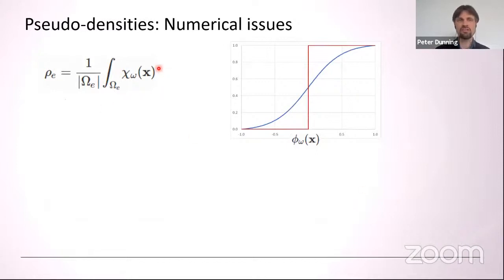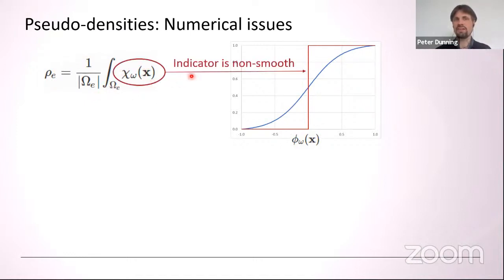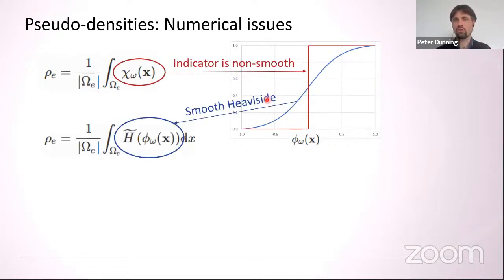So one of the first challenges is that if we want to calculate an element constant pseudodensity, we need to integrate this indicator function. But this indicator function is non-smooth. So this is often replaced with what's called a smoothed Heaviside function. And this means we also have to come up with another function here, which is a scalar indicator function, which tells us whether we're inside or outside the structure or on the boundary. So this is very similar to a level set function.